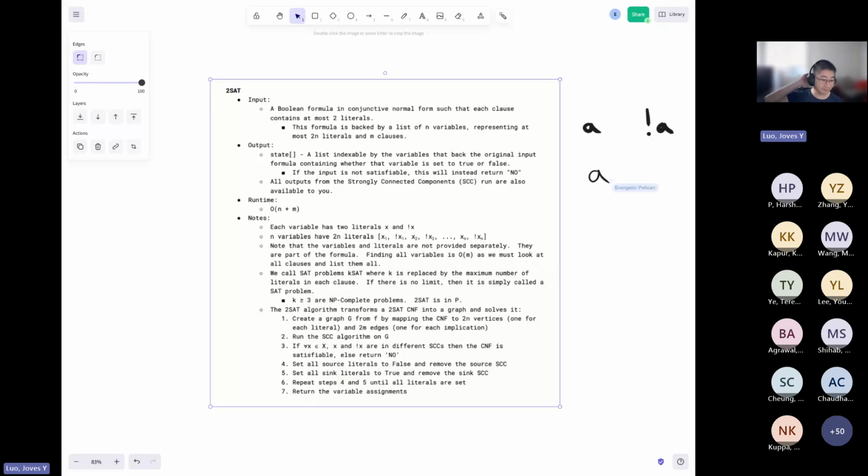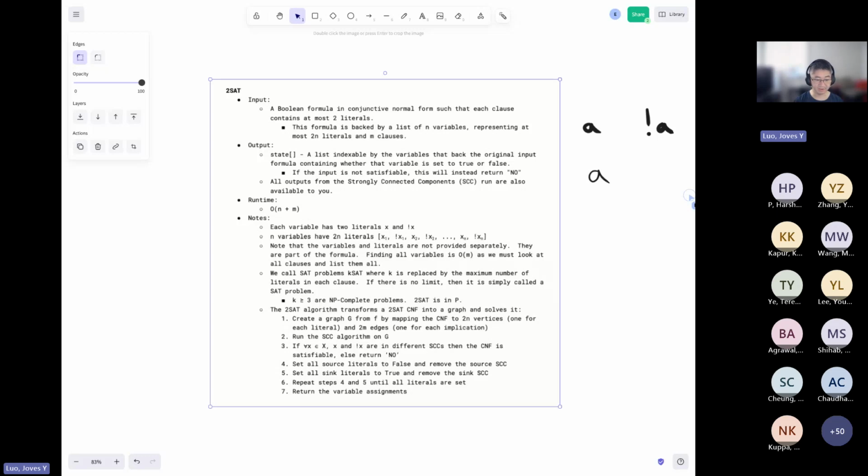Look it up on Wikipedia if you don't quite understand. That's considered material you should have known before coming to this class. Okay, so you have each variable which assigns two literals. Then we take that.